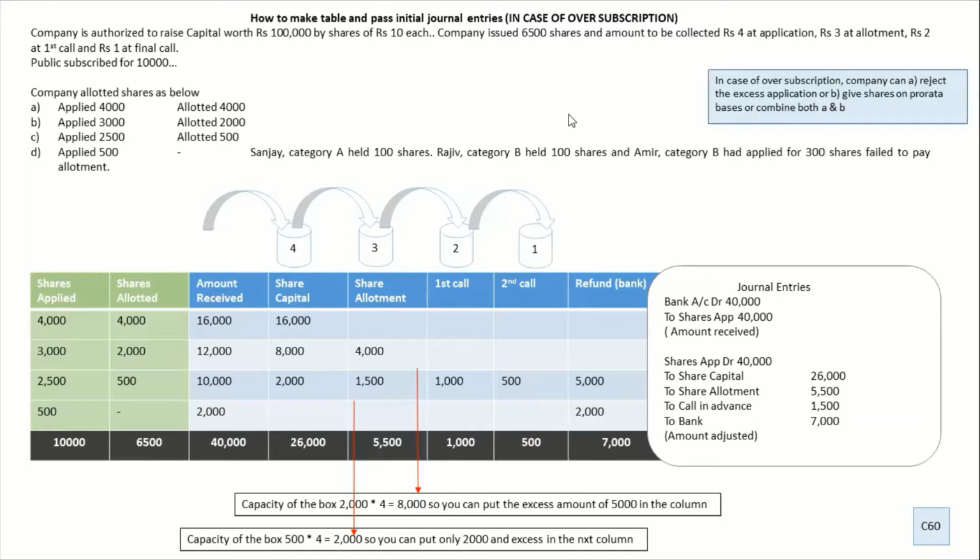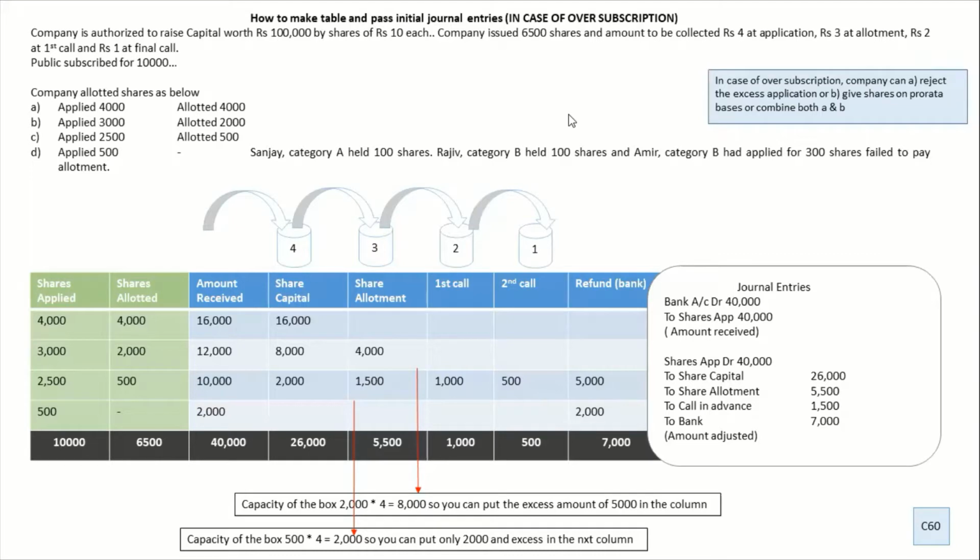Let's look into the PPT slide. There's a very good example given wherein it's mentioned the company has got an authorized capital of rupees 1 lakh. Company has issued 6,500 shares and they are going to collect that 10 rupees nominal value by 4 rupees application, 3 allotment, first call 2 rupees and second call 1 rupees.